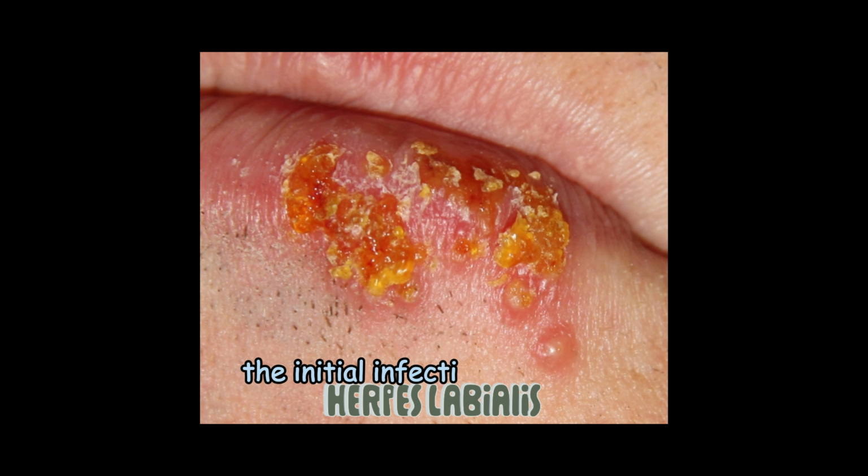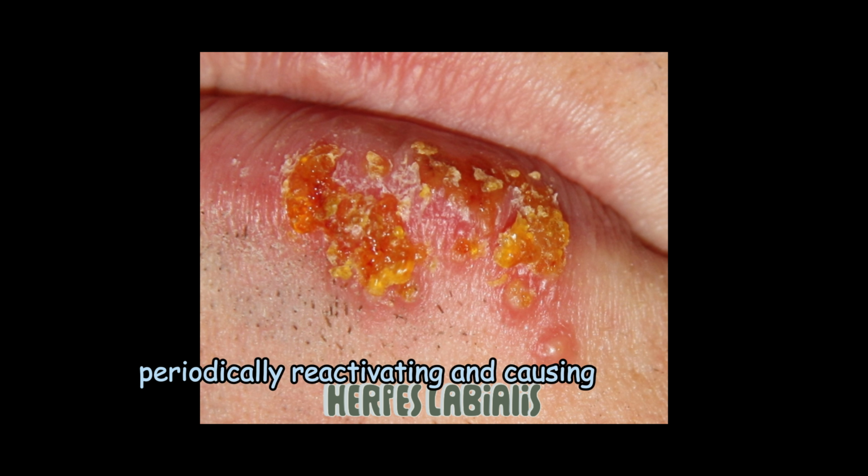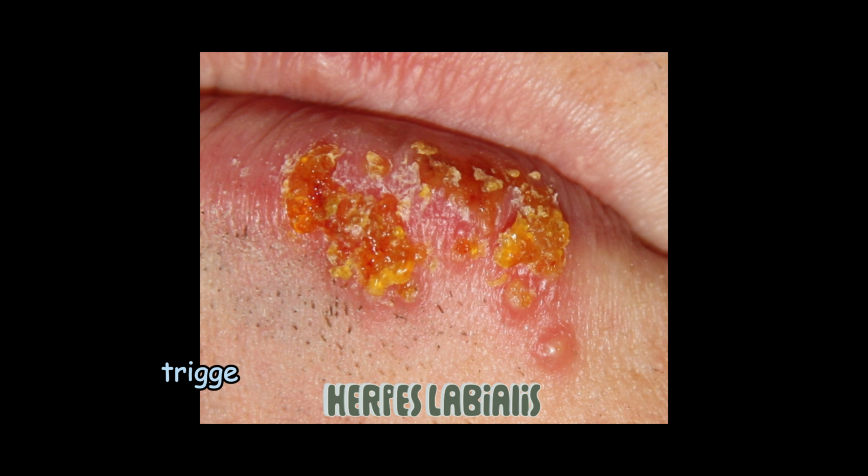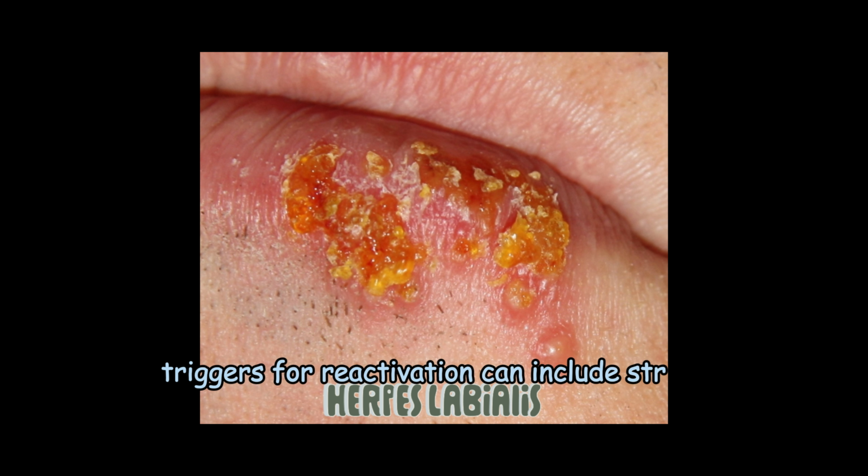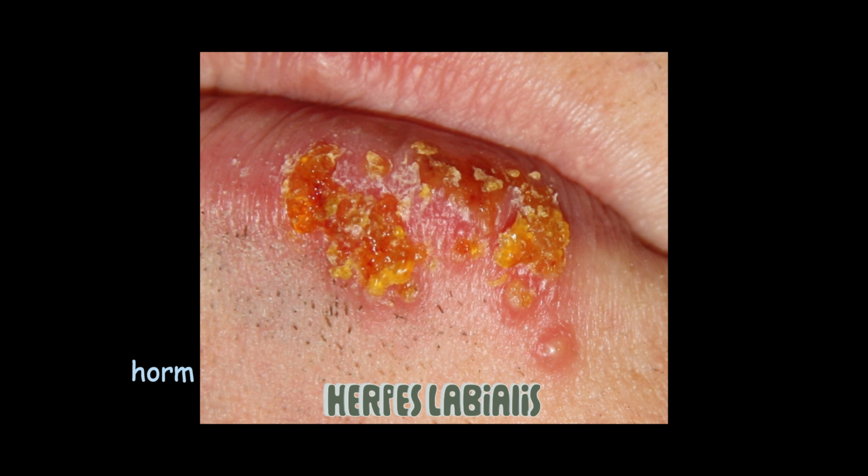The initial infection with HSV1 often occurs in childhood and may be asymptomatic or cause mild symptoms. Once infected, the virus remains dormant in the nerve tissues, periodically reactivating and causing outbreaks. Triggers for reactivation can include stress, sunlight exposure, hormonal changes, or a weakened immune system.